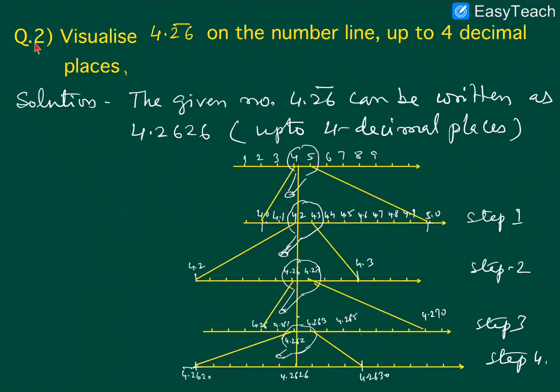Now taking the question number 2, visualize 4.26 bar on the number line up to 4 decimal places. Here the given number 4.26 bar can be written as 4.2626, as required here up to 4 decimal places.